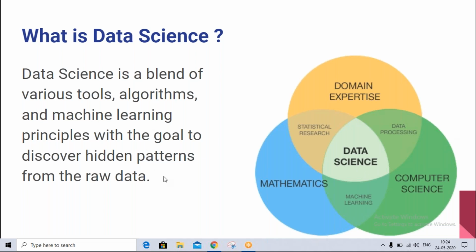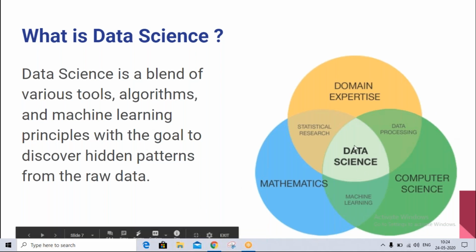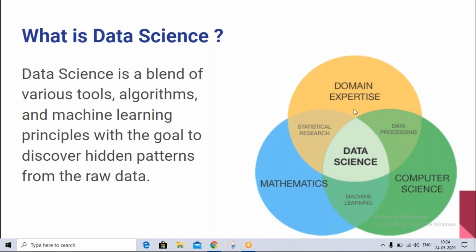As you can see through this diagram, the basic thing for somebody to be a data scientist is that he needs to have knowledge of mathematics, knowledge of computer science, and he also needs to have knowledge of the domain. Basically, whatever domain he might be working on, maybe it could be a domain related to healthcare, maybe related to pharma, or it could be any domain. So he needs to be aware of that particular domain which he wants to work on.